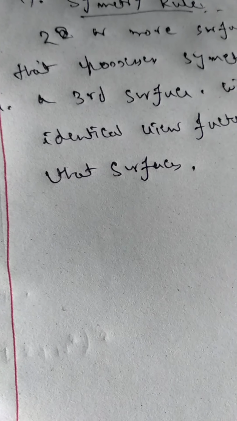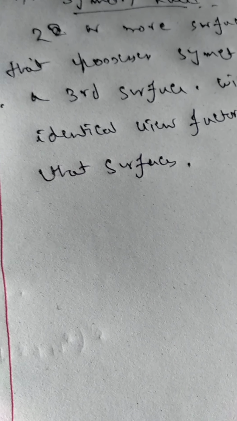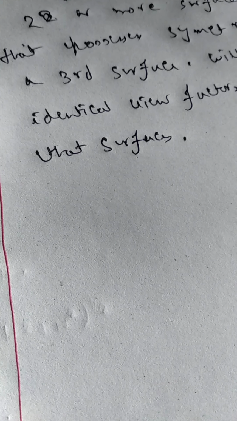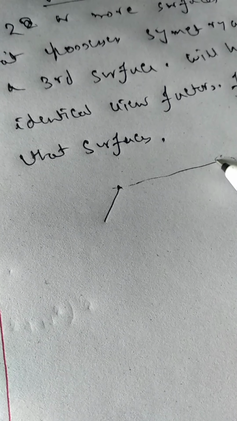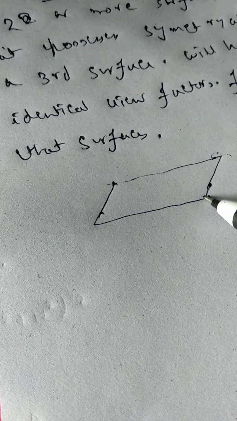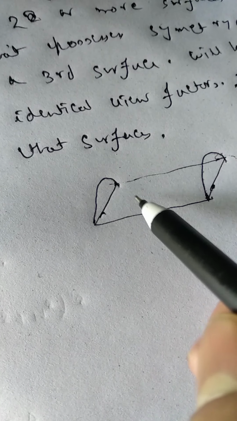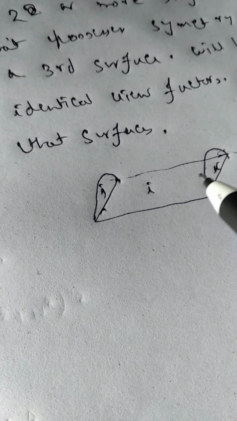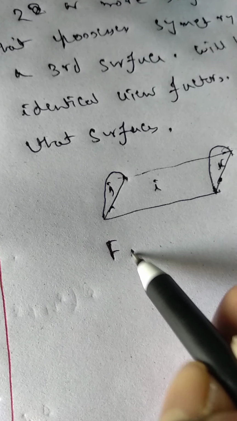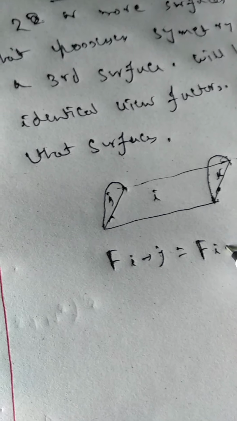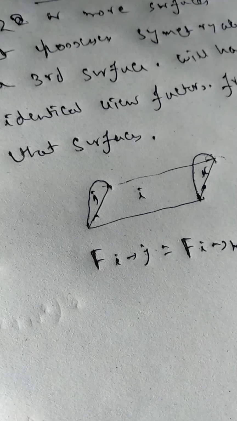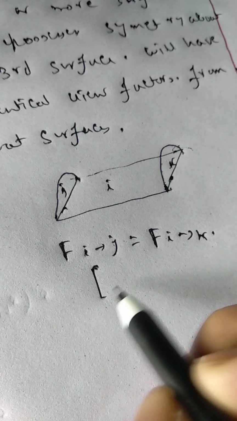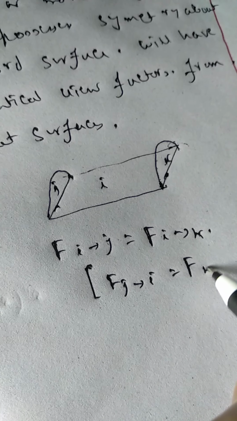Now suppose there are three surfaces, I, J and K, and suppose surfaces J and K are symmetric about the surface I. Suppose this is J and K and this is I. So now surfaces J and K are symmetric to surface I. So F I to J is equal to F I to K. And also from the reciprocity rule, that is the first rule, we can say that F J to I is equal to F K to I.